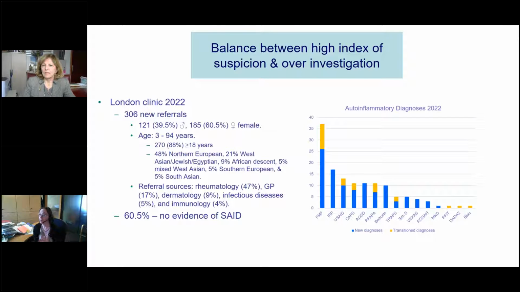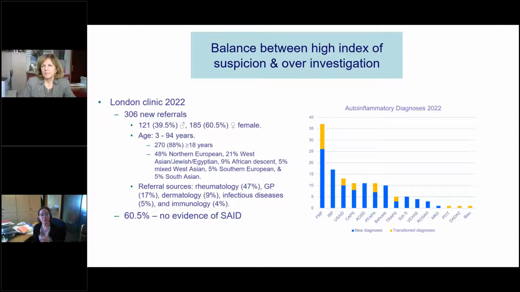About 50% of our patients are Northern European, and otherwise we have an ethnic mix reflecting what we have in Southeast England. Most of our patients come from rheumatology, but just under 20% from primary care and others from other specialists. It's worth saying that just over 60% of the patients we see have no evidence of an autoinflammatory disease, and after workup in our clinic, we made another diagnosis.